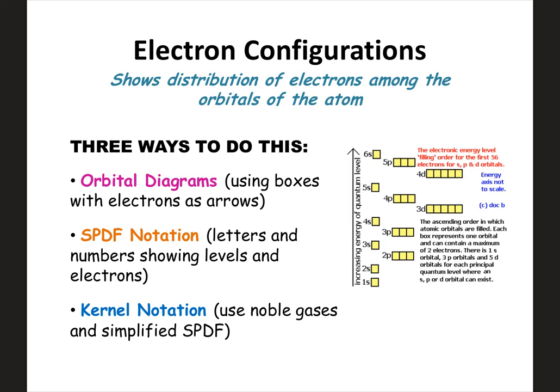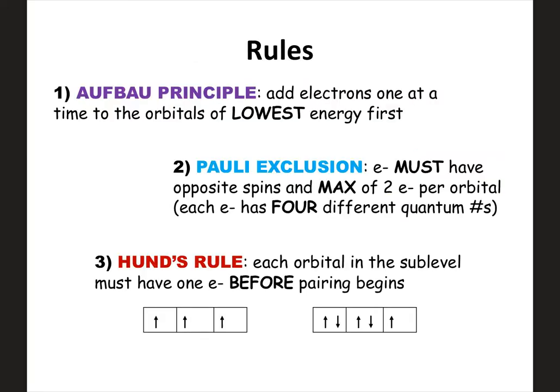Remember, there's orbital diagrams, which use the boxes and the arrows, SPDF notation, which is a shorter version of that, and kernel notation, which is even shorter, which uses the noble gases here. So you do need to be able to do all of these electron configurations, but again, that's a review, nothing new. Don't forget the rules we use here for the electron configurations. You still need to know these.